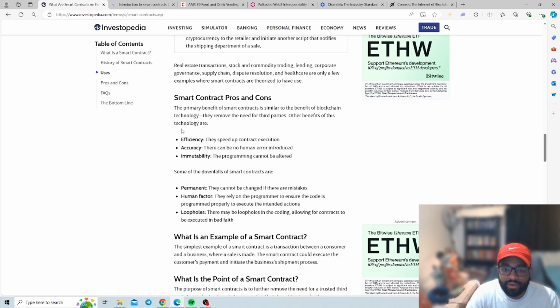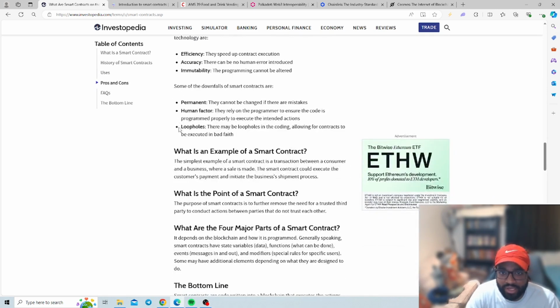And some of the downfalls of smart contracts: they are permanent. They cannot be changed, like I mentioned before. Human factor: they rely on the programmer to ensure the code is programmed properly and executes the intended actions. That's why you see a lot of people in tech, coders and developers, depending on what chain, how many chains and languages they know how to code in. Getting with coders is a very valuable skill, and a lot of people are sought after in that direction you can go into. Not financial advice.